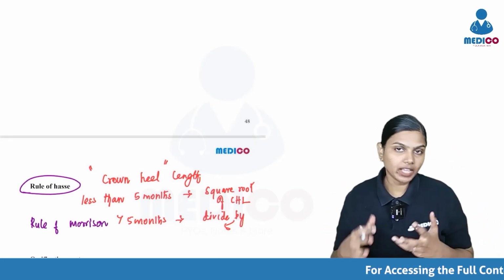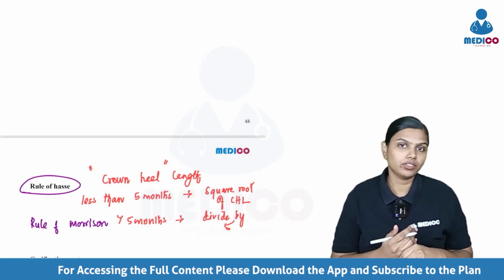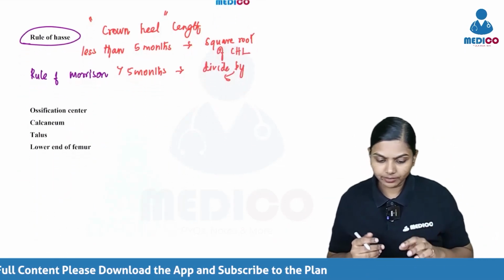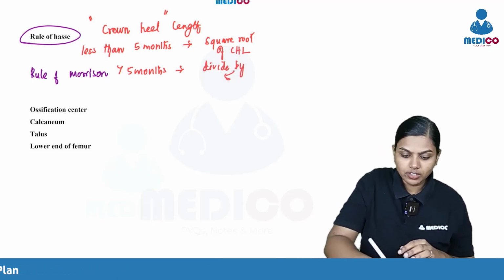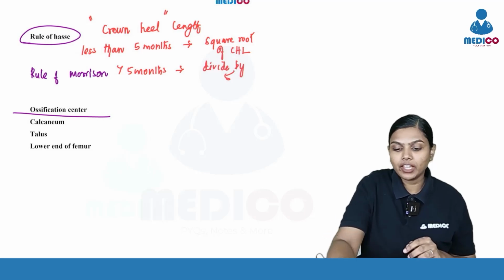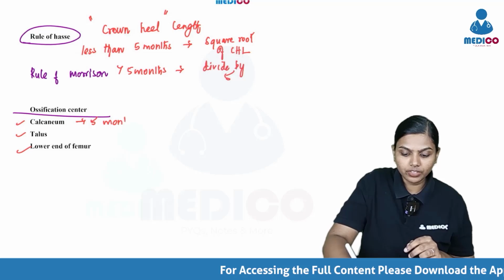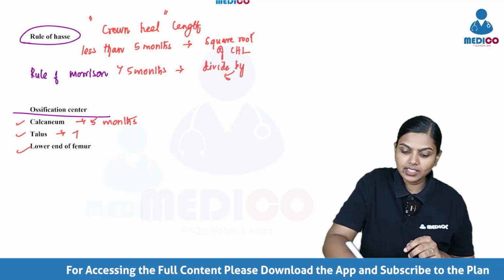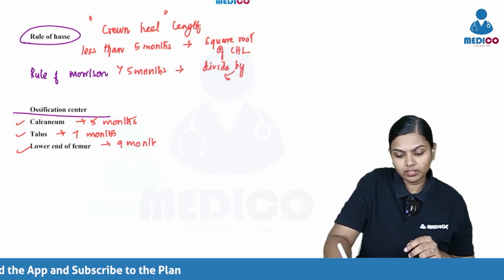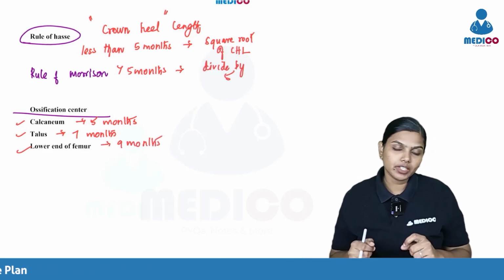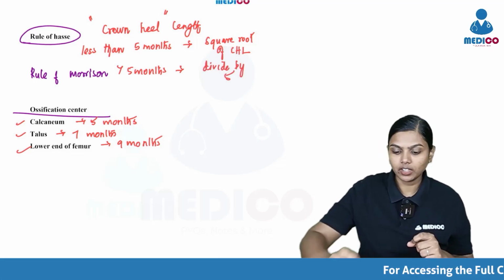They will give you the length of the fetus, and by taking the square root, you can identify the age of the fetus. Clear? And to identify the age, we also do ossification center checking. These three are important. Calcaneum, it will come by 5th month. Talus 7, lower end of femur 9. All these three you can look for the presence of the ossification center, and it will also help in identifying the gestational age of the fetus. Clear?